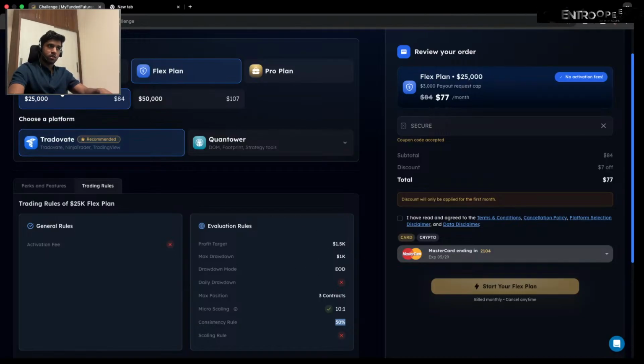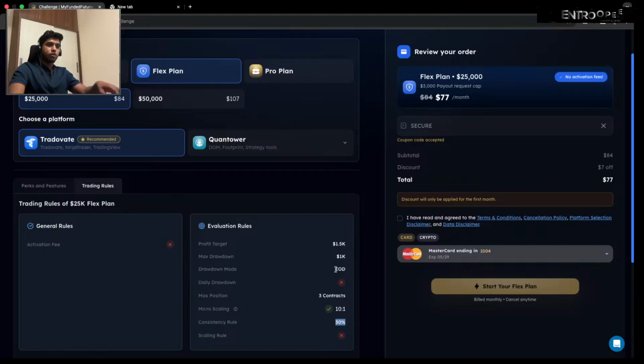So 25,000 minus 1K is 24. The profit that you made will get added to your trailing drawdown. That is 24,000 plus 500 will now be your new max drawdown. So 24,500 will be your new drawdown. That is why this daily drawdown mode is important.